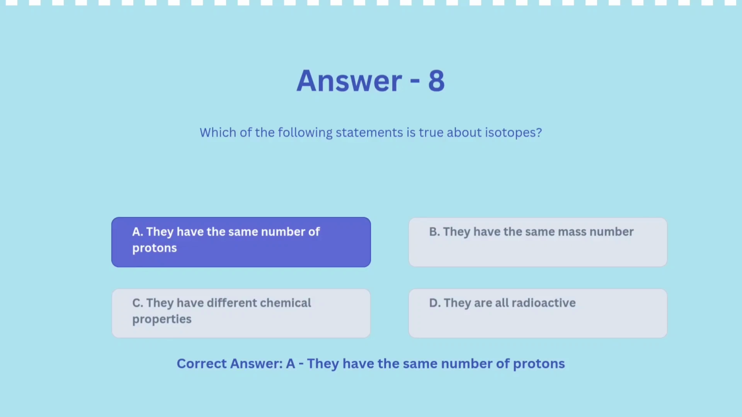Our answer is option A. They have the same number of protons. Isotopes are atoms that have the same atomic number, but their chemical compositions are different, although they have the same number of protons.